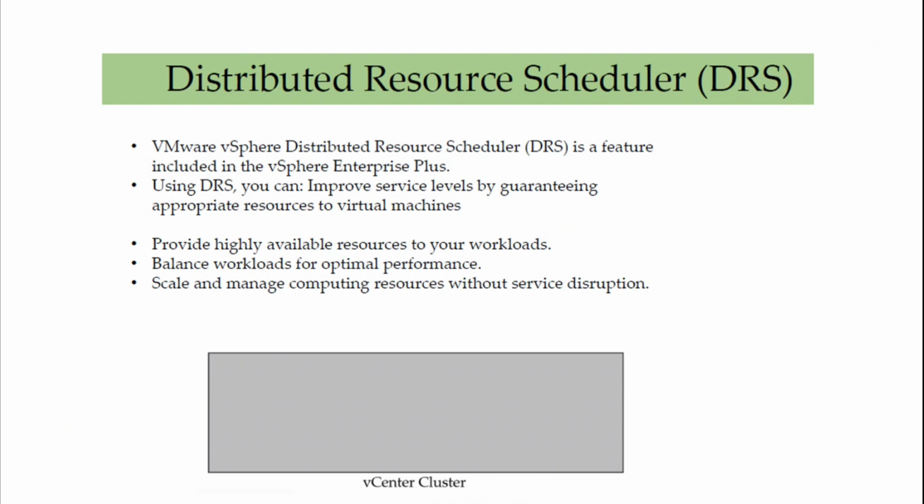So let's say you have a vCenter cluster here, and you have multiple ESXi hosts running here. And on one of the ESXi hosts, you have 3 virtual machines running. But then DRS sees that 3 virtual machines are running on one ESXi host, but the other two ESXi hosts have nothing running on them. So what DRS will do is automatically move the virtual machines to different ESXi hosts to balance the load. So basically DRS will do the load balancing.